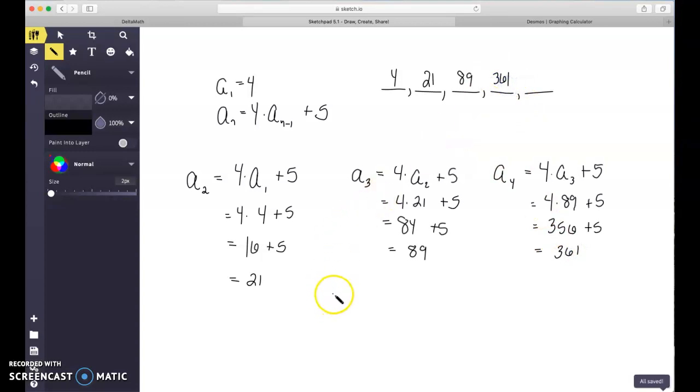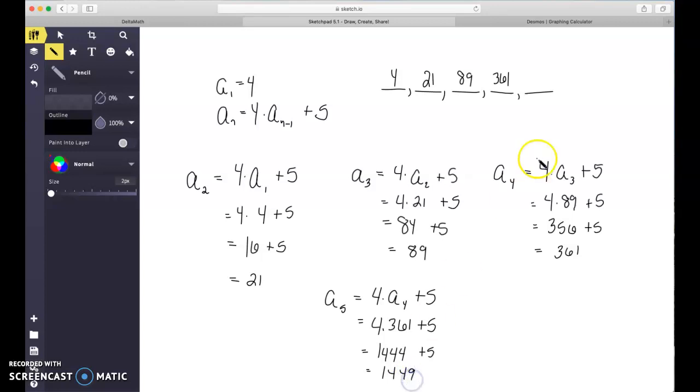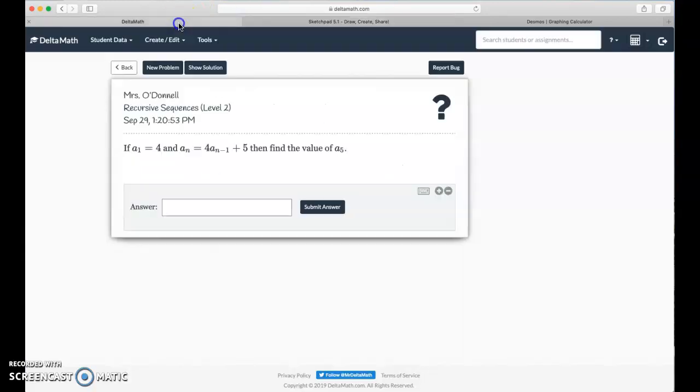And I have to go all the way to my fifth term, so a sub 5 equals 4 times my fourth term plus 5. So 4 times 361 plus 5. 4 times 361 is 1,444, right? Plus 5, which gives me 1,449. Okay, so my fifth term is 1,449. Hop back over to Delta Math, type in my answer.